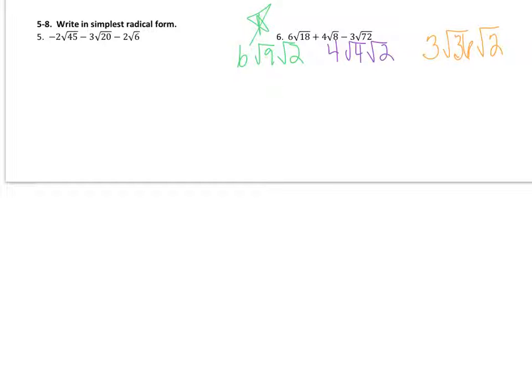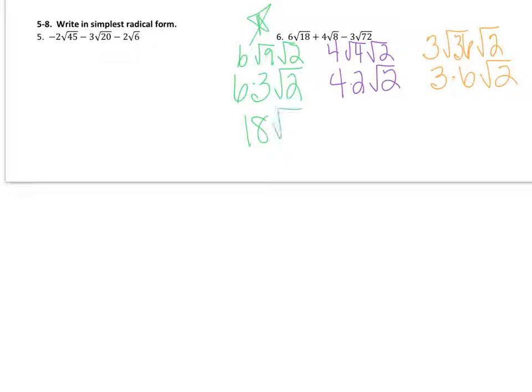a great component. So when I break these up, the square root of 9 is 3. Those will multiply. The square root of 4 is 2. Those will multiply. And the square root of 36 is 6. Again, those will multiply. 3 times 6 is 18 radical 2. 4 times 2 is 8 radical 2. And 3 times 6, again, is 18 radical 2.